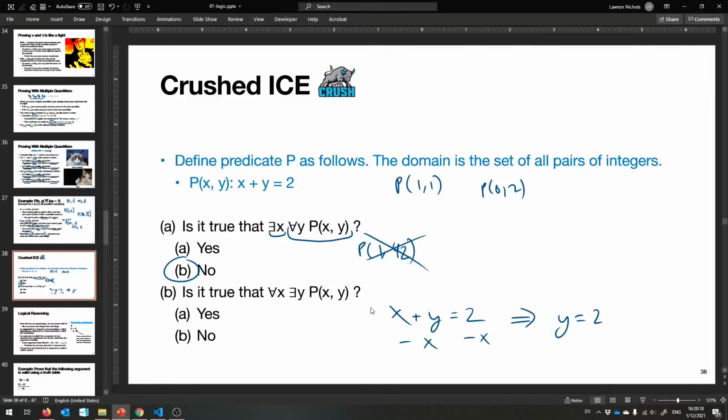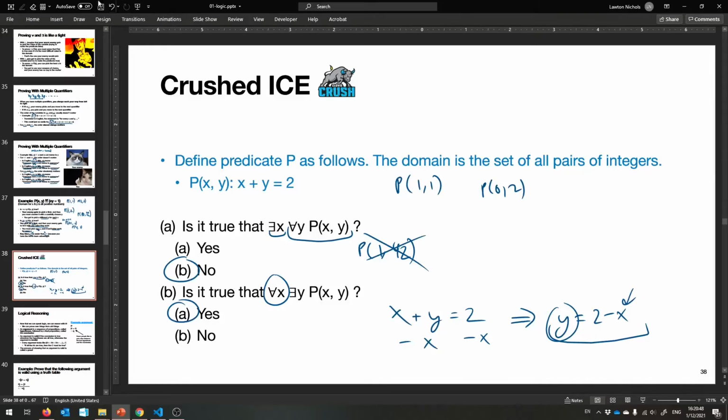Y equals 2 minus x. Okay? So this is true because for every x that your enemy chooses, whatever that x value is, we can pick a y, a different y each time, which is really nice, and just make it 2 minus x. And suddenly, you have a value, okay? Because then y plus x will be exactly 2. So this one's true, yes. It is true that for all x, there exists a y such that P of x, y is true.